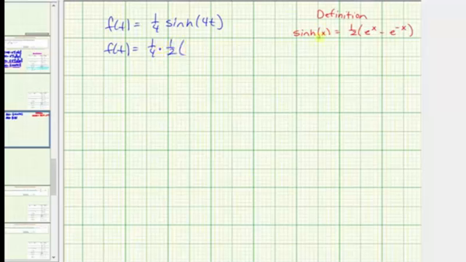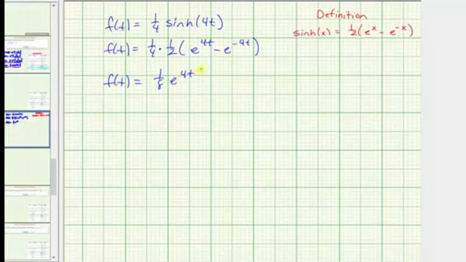Now the input is 4t rather than x, so we'd have e raised to the power of 4t minus e raised to the power of negative 4t. Which means you can write f of t as f of t equals 1/8 e to the 4t minus 1/8 e to the negative 4t. So this would be one way to express f of t as an exponential function.